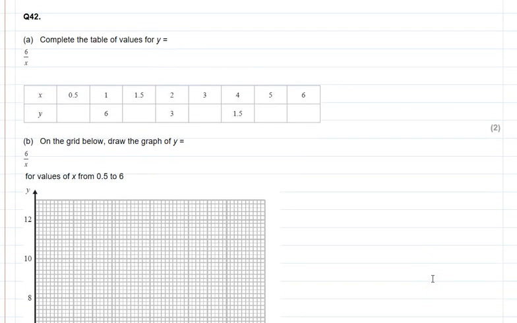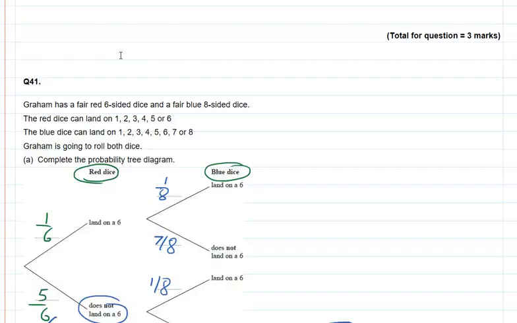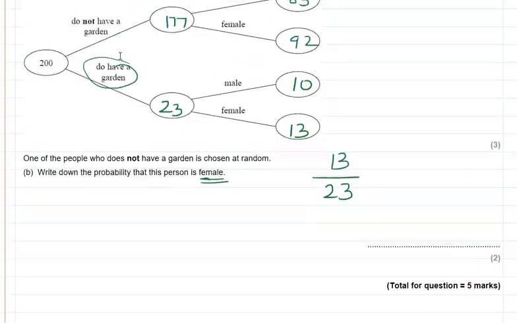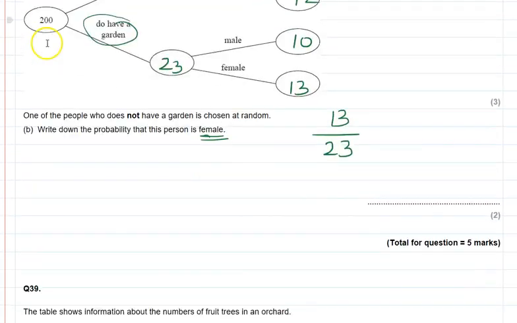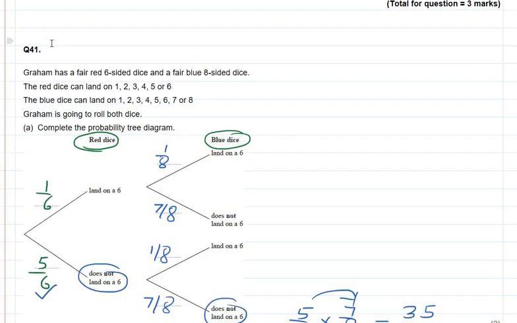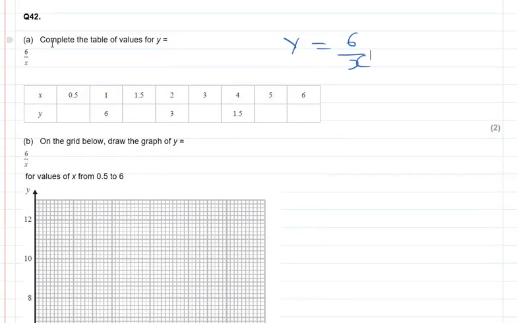Now here, question 42. Complete the table for y equals 6 over x. Yeah, 6 over x. So this question is repeated already. If you see, this question we have done it here. So it is just a mistake. This is exactly the same question. Here it is given 3 over x, and here it is 6 over x. So just a difference of 3 and 6. So if you want, you can do it.